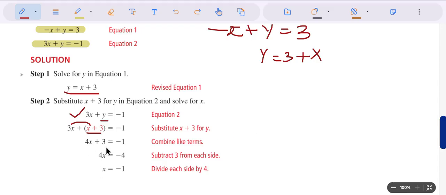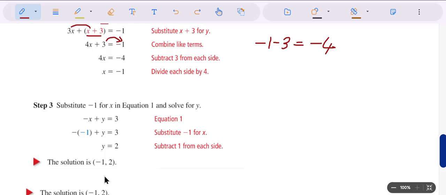And the remaining part, this 3 will come to the other side as -3. Okay. So -1 minus 3 becomes -4. Both are minus, so add and put the negative symbol. So -4. So 4x equal to -4. So x equal to -1.